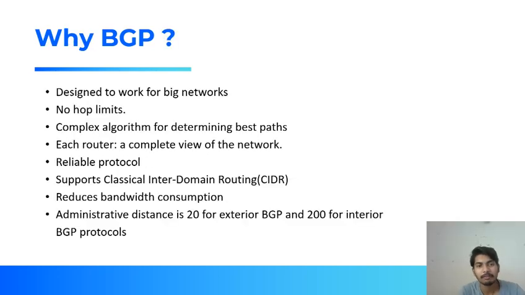Now let us see why we need to use BGP, that is, Border Gateway Protocol. It is designed to work for big and very large networks, for example, between two autonomous systems. There is no hop limit, compared to the RIP routing protocol. It uses a complex algorithm for determining the best paths. Each router will have a complete view of the network, and it is also a reliable protocol.